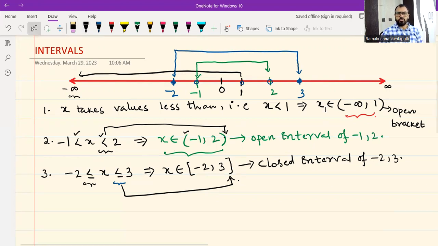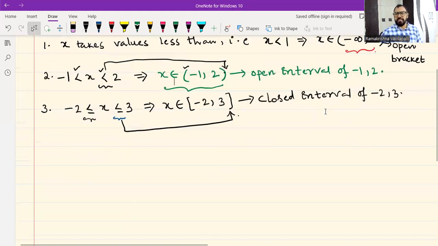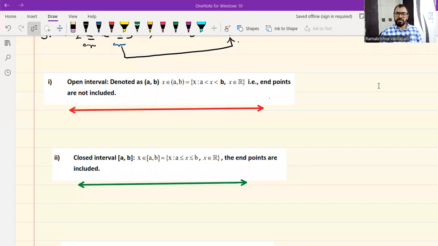Now, I am going to define these intervals in a systematic way. So here you see that open interval is denoted like this, with open brackets. The set of x such that a is less than x less than b, where x is a real number, is denoted simply by x belongs to open interval a comma b. Here endpoints are not included. So I'll write here, they are not included.